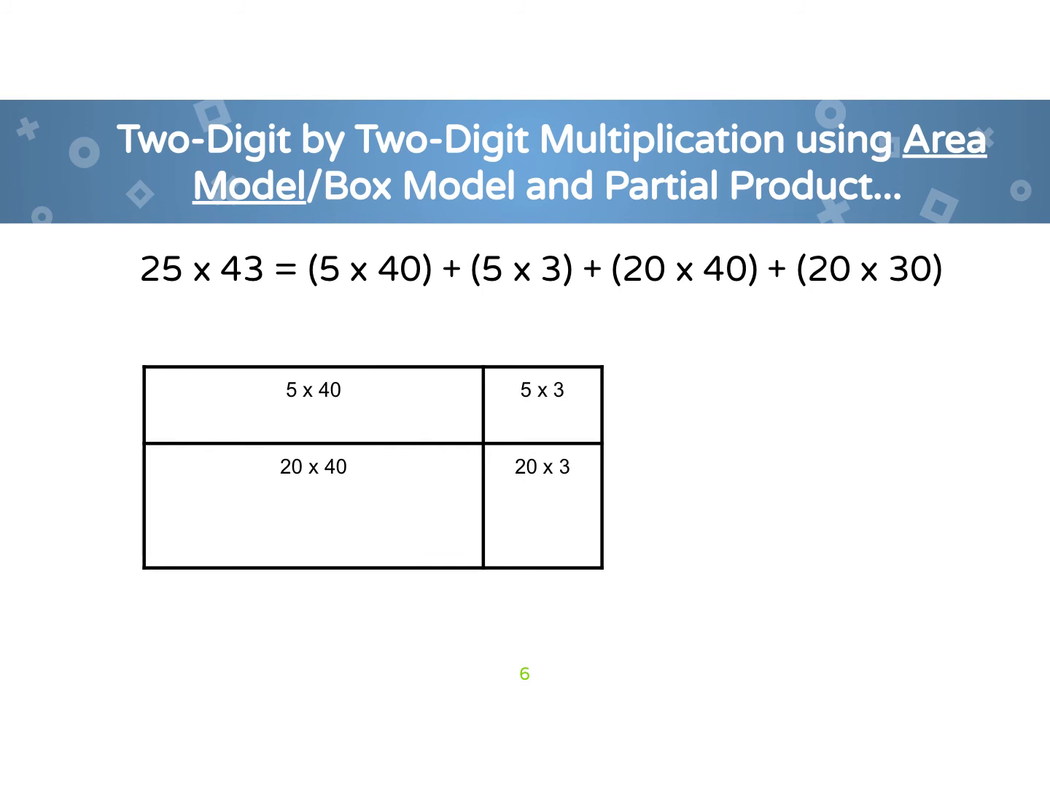Okay, this is the same one we did before, so you don't have to do this. Just see how we divided up. I divided it into 5 and 20. And then up here, we divided the number 43 into 40 and 3. And we still get the same numbers that we got before, and we could write the partial product, but you don't have to do that.